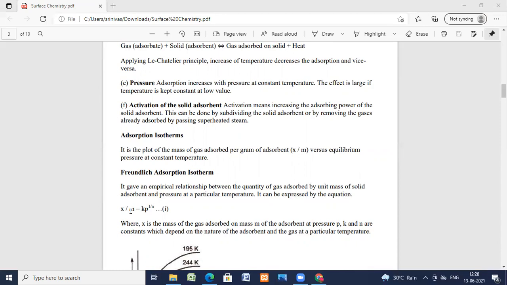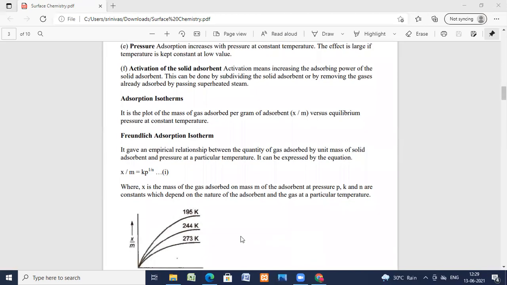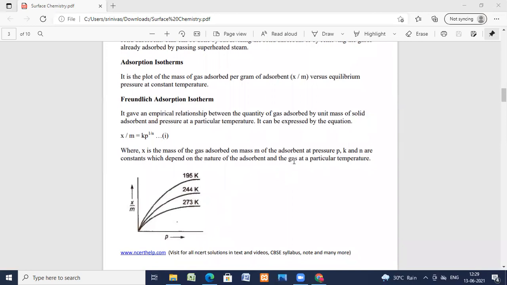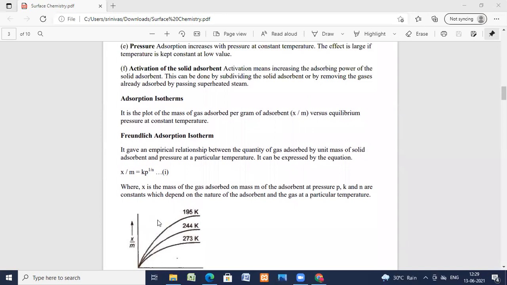So the above Freundlich relationship is found to be valid by plotting the amount of gas adsorbed against the pressure, where curves of the type shown are obtained. So the Freundlich isotherm can be tested by taking the graph. x is the mass of the gas adsorbed on the mass m of the adsorbent at pressure p. k and n are constants. These depend on the nature of the adsorbent and the gas at a particular temperature.